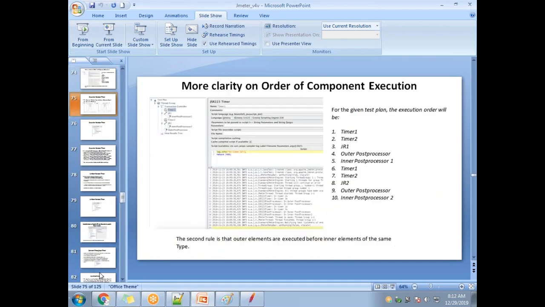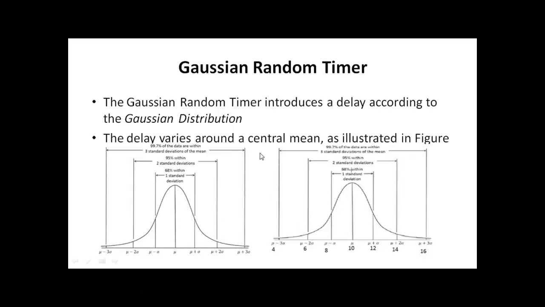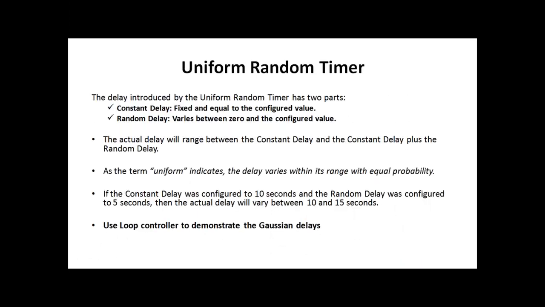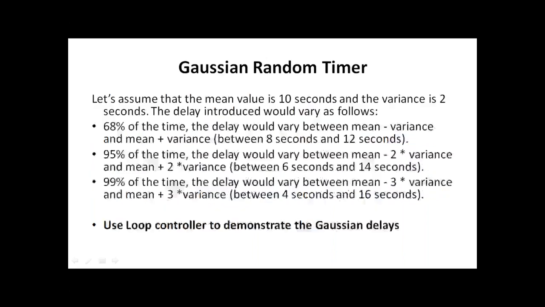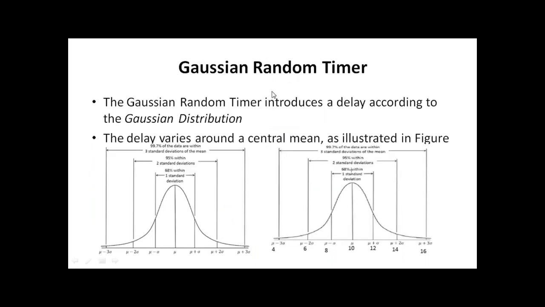Now we will try to understand the Gaussian random timer, guys. Not sure when you will be using it. Some people like to use this Gaussian random timer. My favorite is the Gaussian random timer. I used to use this regularly, even though JMeter is recommending us to use the uniform random timer. In fact, I prefer to use the Gaussian random timer, or the combination of uniform and Gaussian.